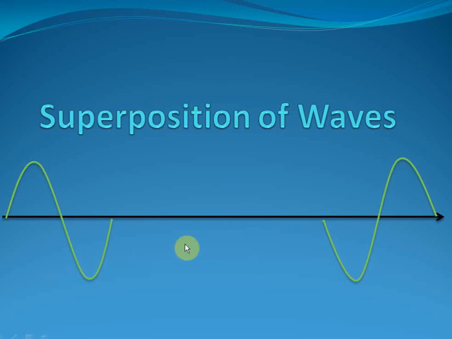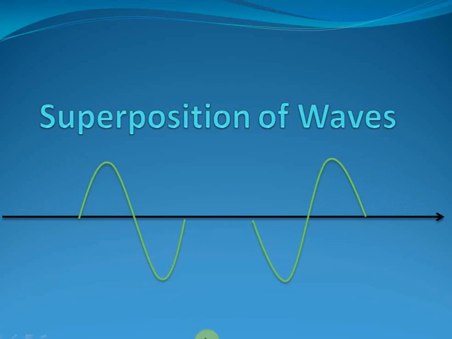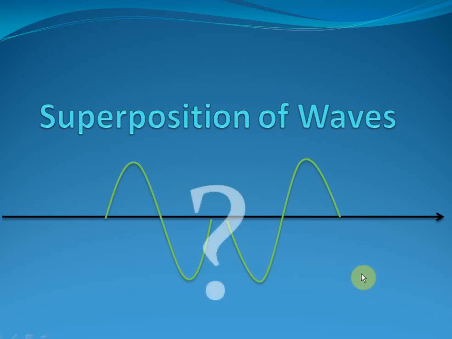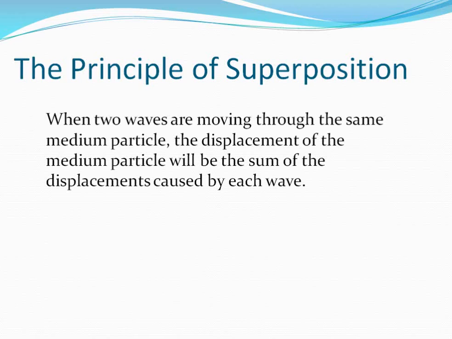Like this. What will happen now? The interaction between two waves is governed by the principle of superposition. The principle of superposition states that when two waves are moving through the same medium particle, the displacement of the medium particle will be the sum of the displacement caused by each wave.